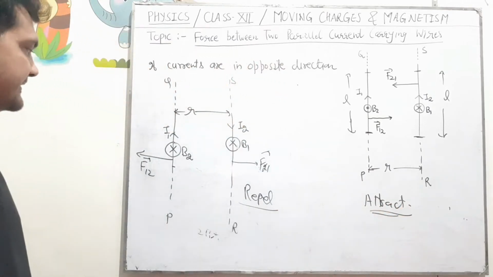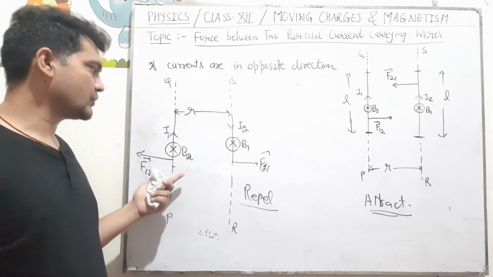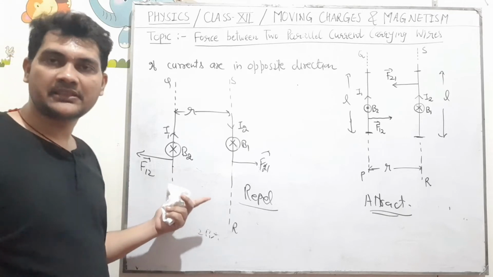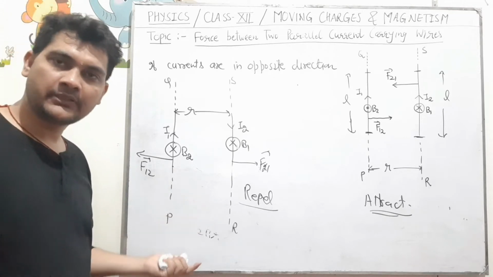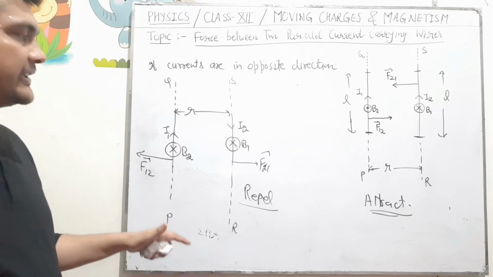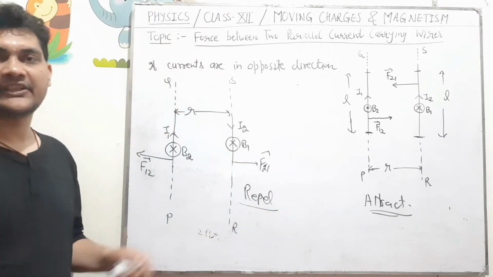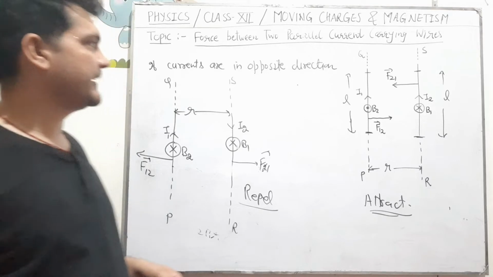Okay, so this is the case. Again, the direction of forces are opposite and magnitudes are same, therefore they obey Newton's third law. They attract if the currents are in same direction, and they repel if the currents are in opposite direction. So this is the topic.